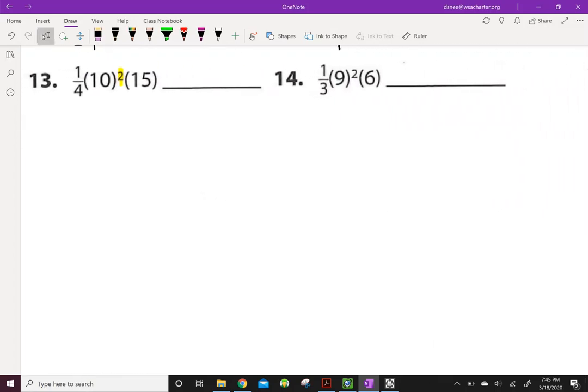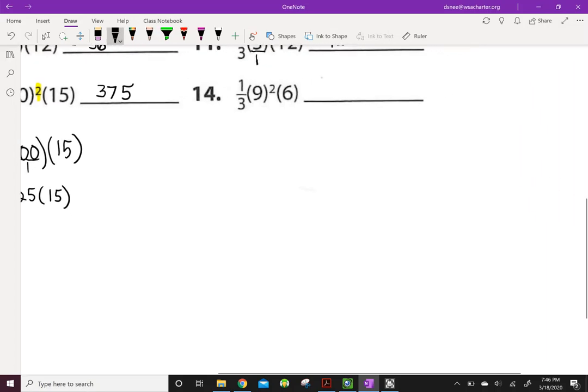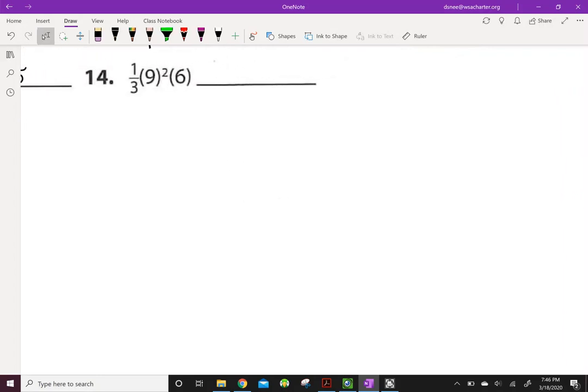On to number 13, we have an exponent again. Nothing happening inside parentheses, so let's square that 10 and get 1/4 times 100, because 10 times 10 is 100, times 15. And if I multiply 1/4 times 100, or divide 100 by 4, I get 25, and 25 times 15 is 365. I'm going to check that on my calculator really quickly. It's 375, I think. 25 times 15 equals, yeah, that's 375. Math is about making mistakes, checking your work, and learning from your mistakes.